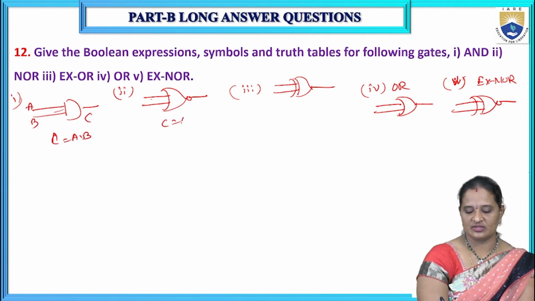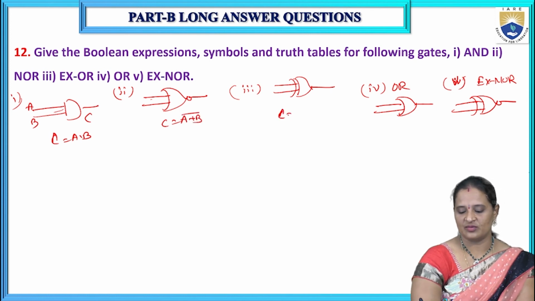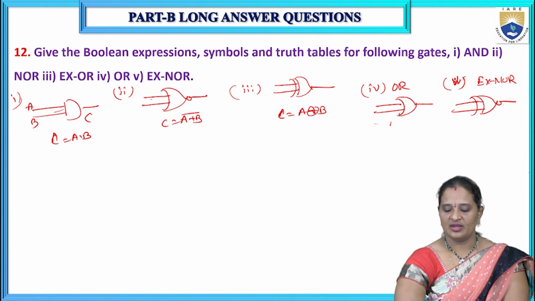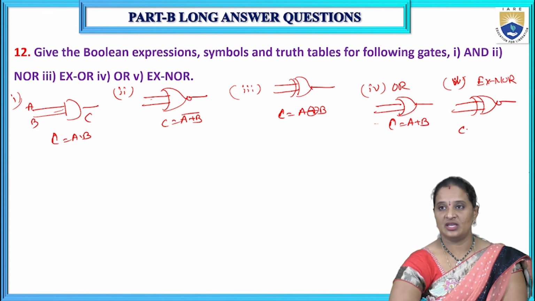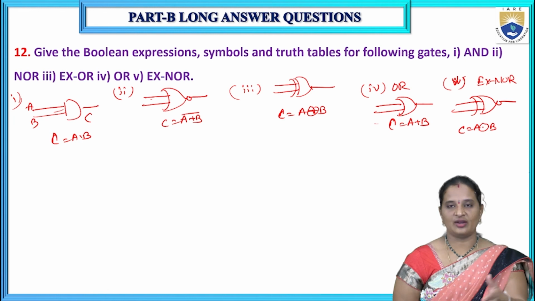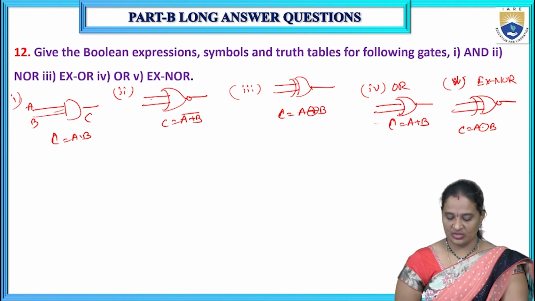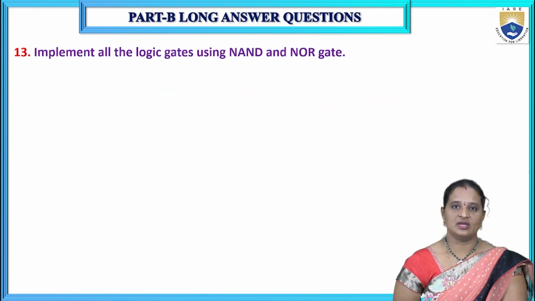Whereas C is equal to A plus B whole bar. Whereas C is equal to A XOR B. And this one, C is equal to A plus B, and this one C is equal to A XNOR B. So like that, and draw the truth tables also. As you all know the truth table, you just draw the truth tables.